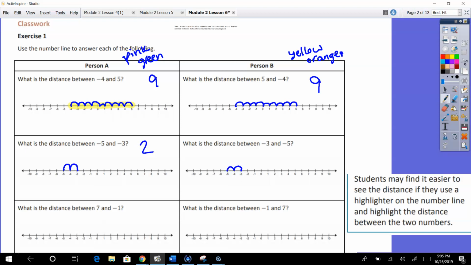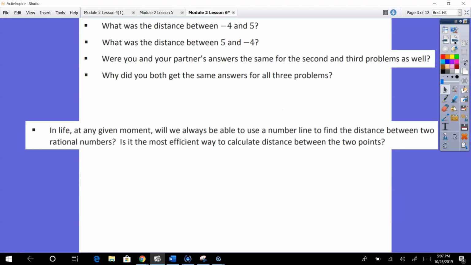So why do you suppose that we are having these same answers? We're having the same answers because those endpoints are the same. So here we're at -1 and +7. Here we were at -1 and +7. The order didn't matter. Okay. So 9, 2, and 8 on both sides. So we've answered those 4 questions.